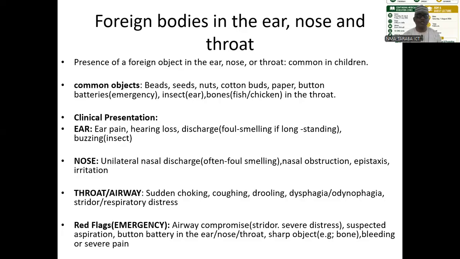Suspected aspiration and button battery in the ear, nose, or throat are red flags, because when this battery starts leaking, it has a tendency to destroy the surrounding tissue of where it lodged. So if it is a button battery that is lodged in any of the sites, it's an emergency and needs to be referred immediately. Sharp objects like bones need to be taken care of immediately because they will perforate wherever they are lodging, and bleeding and severe pain are some of the things. This is some of them.